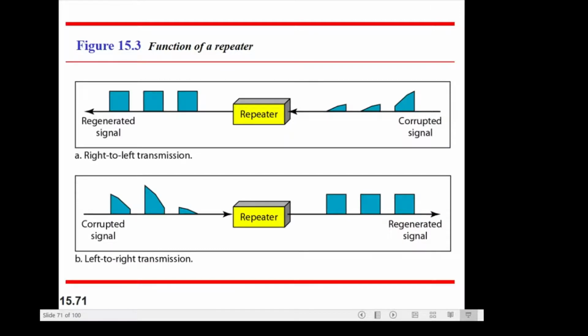You can refer to the figure, right to left transmission. This is the corrupted signal as it travels through the network. When it meets the repeater, the repeater will regenerate the bit pattern to the original pattern. Both show how the repeater works when it receives the signal of data.